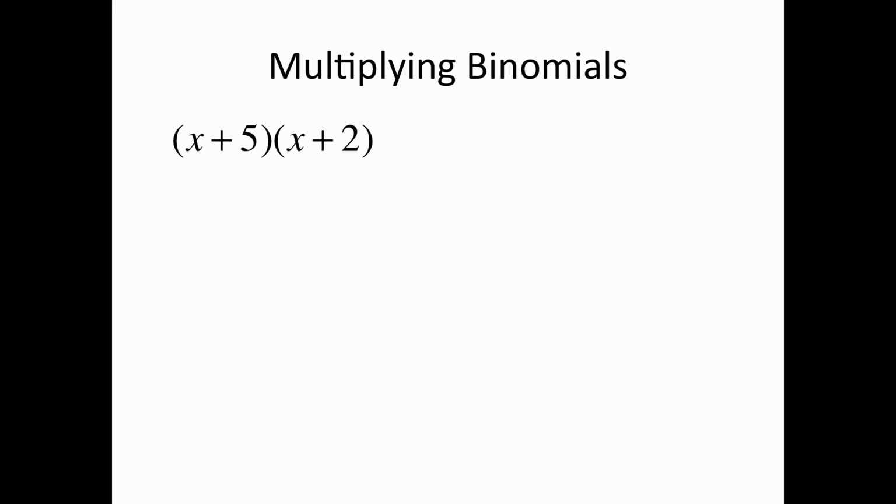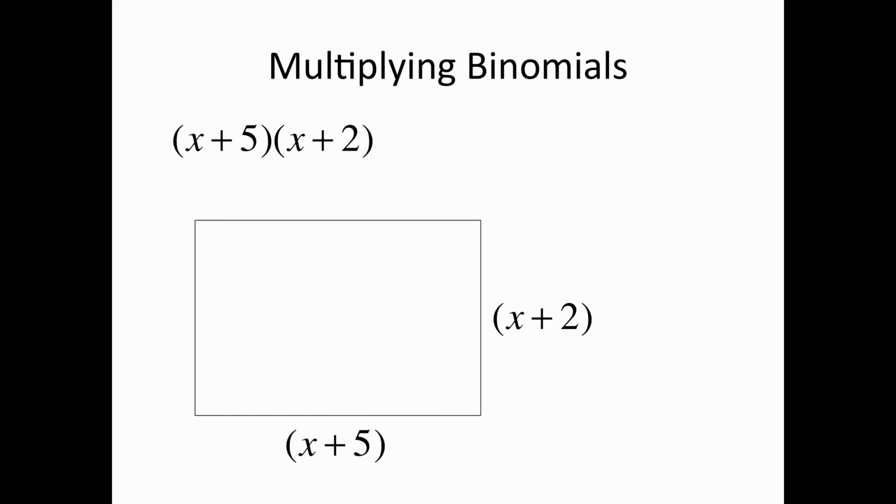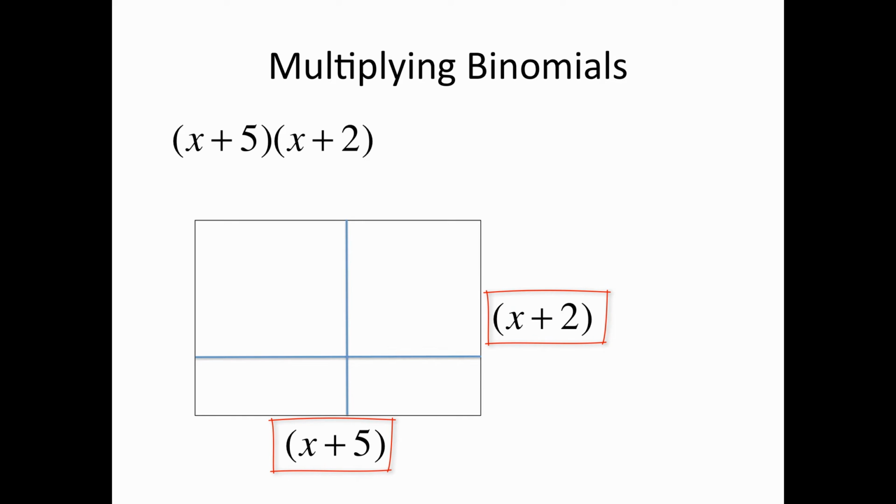Now when we multiply binomials, we can set up an area model, like we saw before. We can take a rectangle and make the size of the rectangle, in this case, x plus 2 by x plus 5, divide it the way we did before, and then split the height into a segment of length x and a segment of length 2, and the width into a segment of length x and a segment of length 5. Now we can find the area of the entire rectangle by finding the area of each of the smaller rectangles.